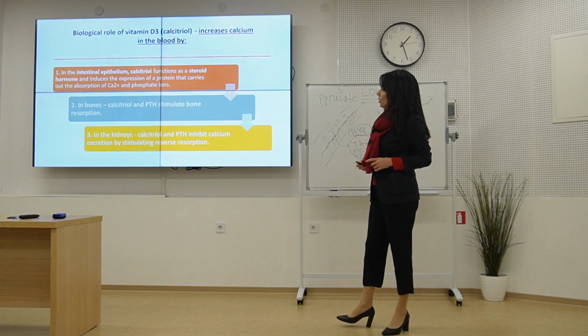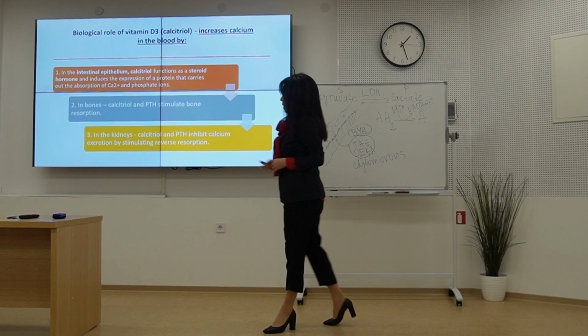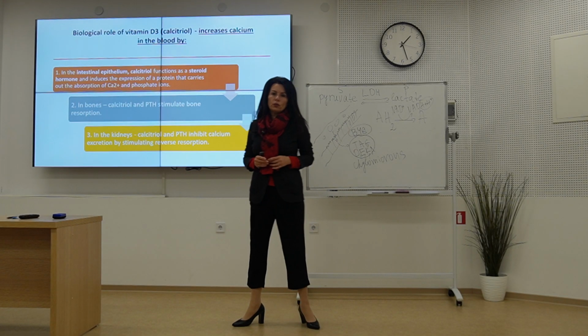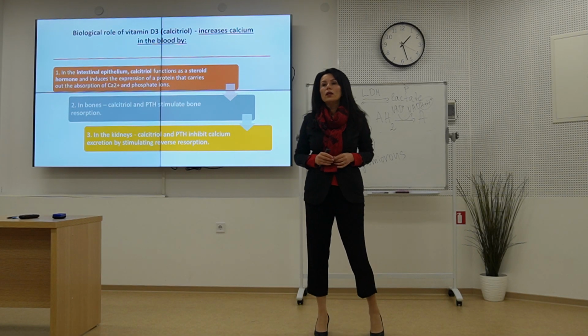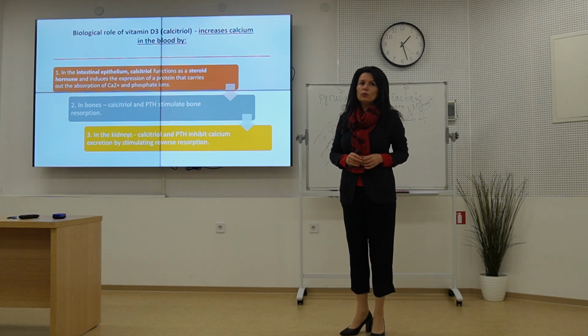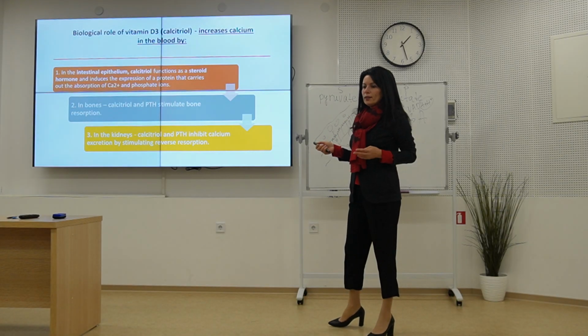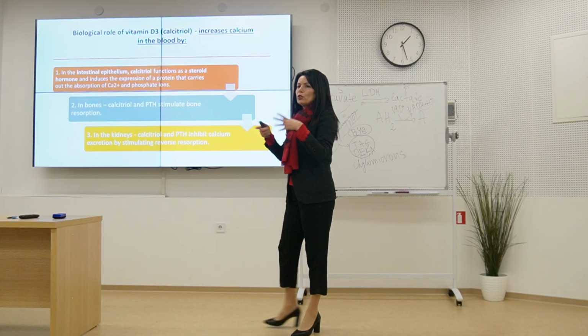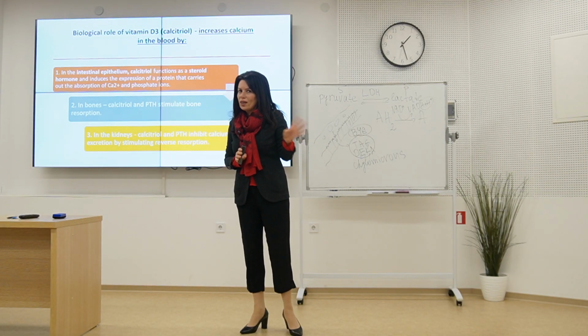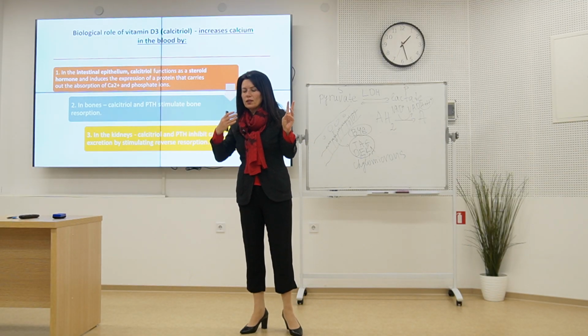What is the action of D3? What is the biological role of D3? This is the classical biological role of D3, which is increasing the calcium in the blood. To increase calcium in the blood, students, how? There are 3 possible ways in general, never mind whether we're talking about calcium or something else. There are 3 logical ways.